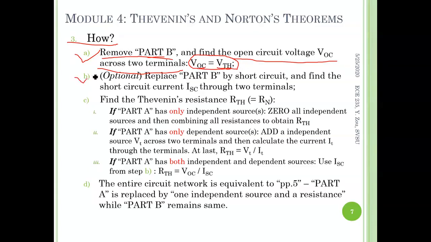Step B is optional. We will see what it's for. Okay, jump to step C here. Find, obviously, the resistance. We can call it the Thevenin resistance.